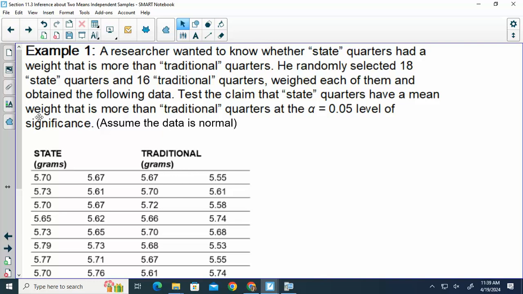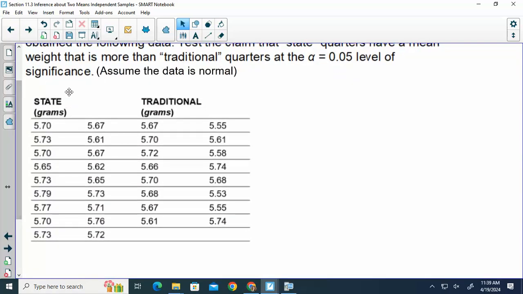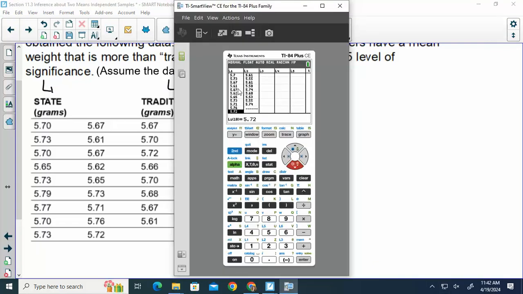We need to start by entering these in our calculator. Let's do the state in L1 and the traditional in L2. So double check, we should have 18 in the first, 17 or 16 in the second. Now, how we do it depends on our first. So first I'm going to walk you through how we would do it by hand, and then I'll show you how to do it on the calculator.